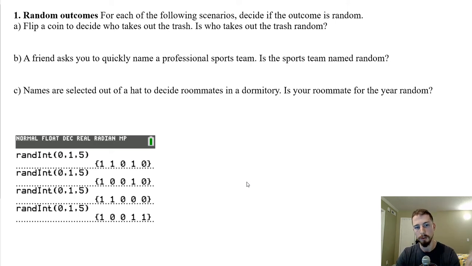I don't know, you or your little sister. Who takes out the trash? Is who takes out the trash random? So we know the outcomes, heads or tails, you or your sister or whatever, if you have her call it, but no one knows what the actual outcome of the coin flip is if it's a fair coin. So that would be truly random.